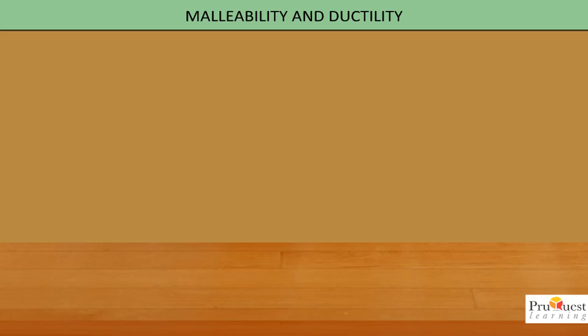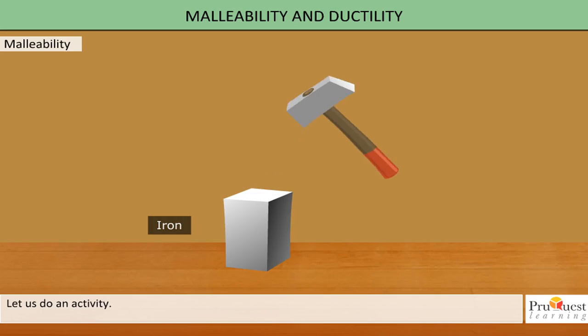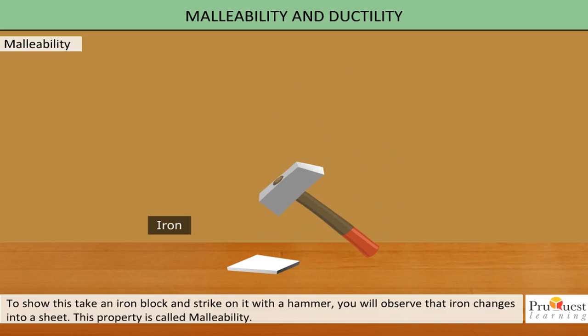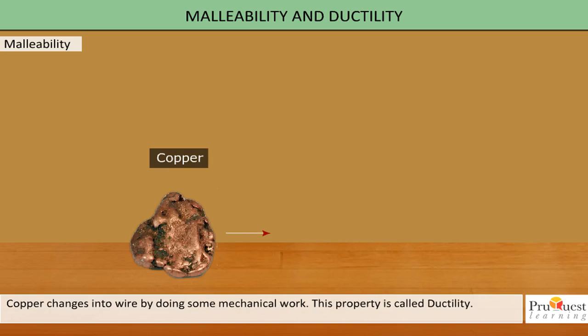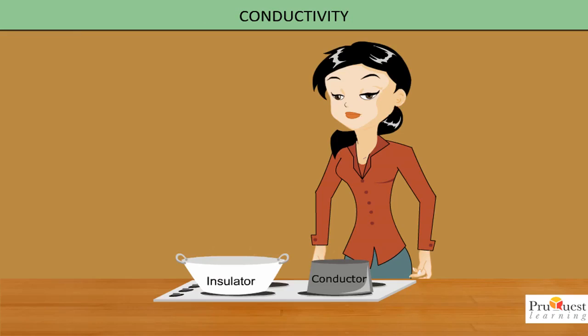Malleability and ductility. Metals are malleable and ductile in nature. Let us do an activity. To show this, take an iron block and strike on it with a hammer. You will observe that iron changes into sheet. This property is called malleability. Copper changes into wire by doing some mechanical work. This property is called ductility. Non-metals do not show malleable and ductile nature.